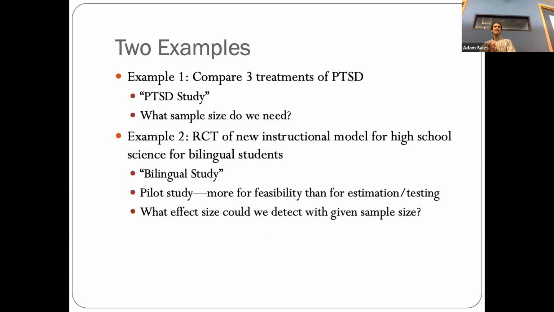There was someone who wanted to study 3 different treatments of post-traumatic stress disorder for veterans, and the question was, how big of a sample ought we to gather for this study? The second example was someone who wanted to run an RCT, a randomized control trial, for a new instructional model. She had an idea about a better way to teach science to bilingual students. I'll call that the bilingual study. So I'm going to talk about the PTSD study and the bilingual study.